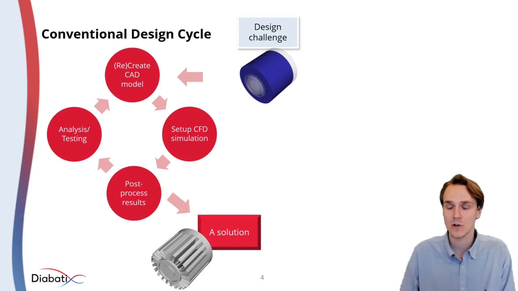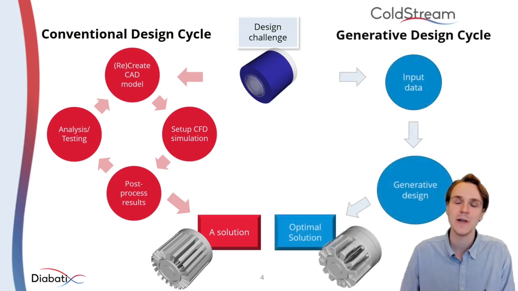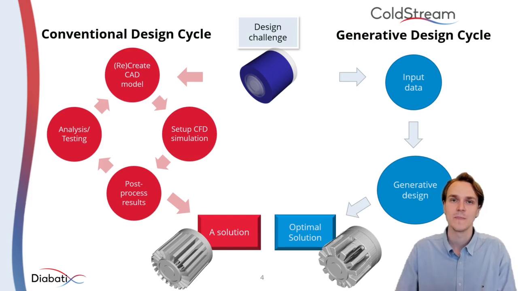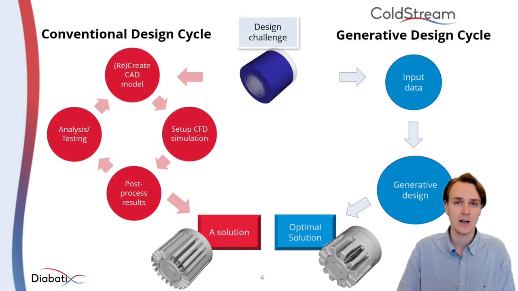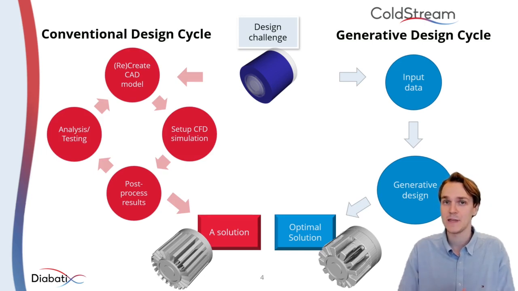Where ColdStream can come in and help is through adopting a generative design cycle, meaning that if you have a certain design challenge, the role of the designer is only to define it as such, say what performance criteria are crucial, be it thermally or for the airflow. And with this good input data, you can achieve a generative design that is then a far more optimized solution.